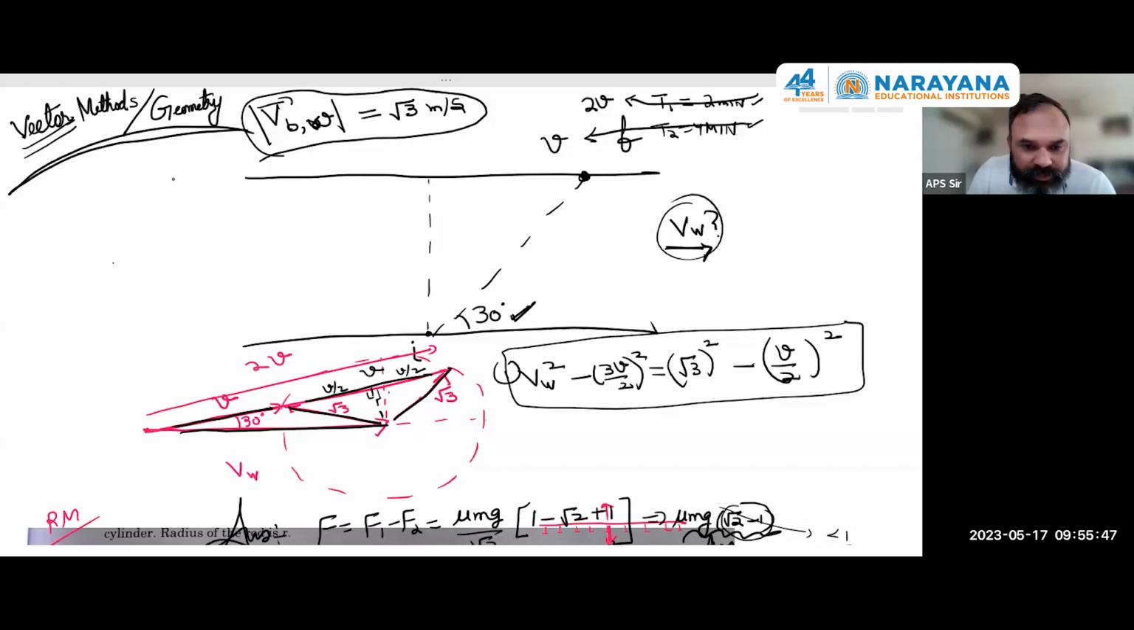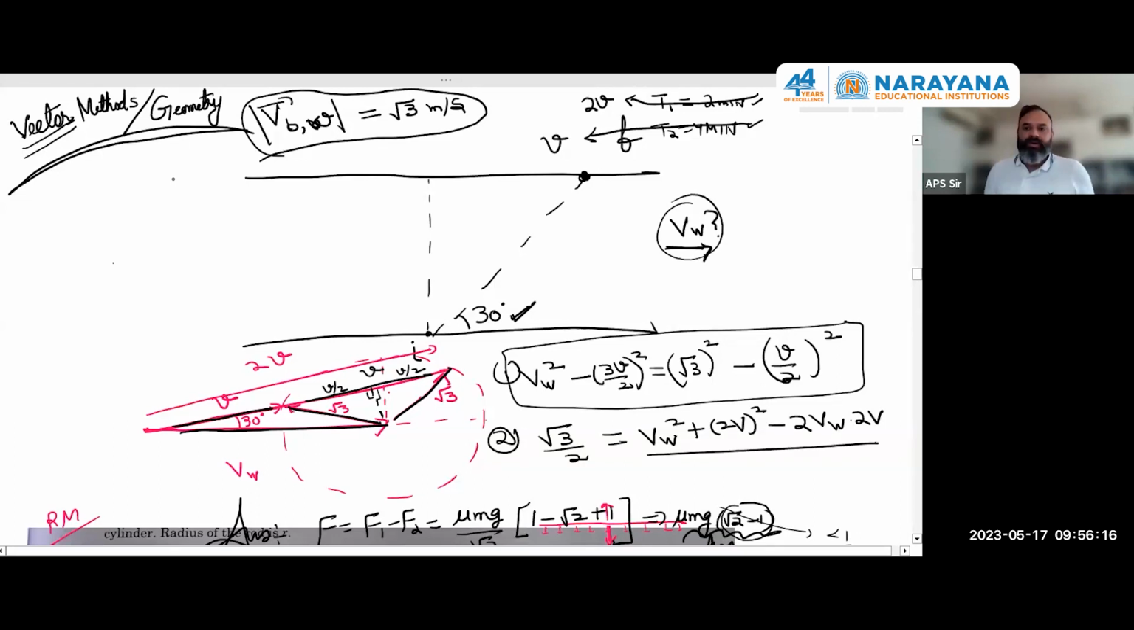Observe it carefully. So I got V plus V by 2, 3V by 2 square, and this is VW square. And then in that triangle I worked out, this was 90. And one equation I will use by cosine rule, simply cos 30, I'll write √3 by 2 is this square plus this square minus 2 VW into 2V, upon twice the product of those two sides. So it is VW into V.